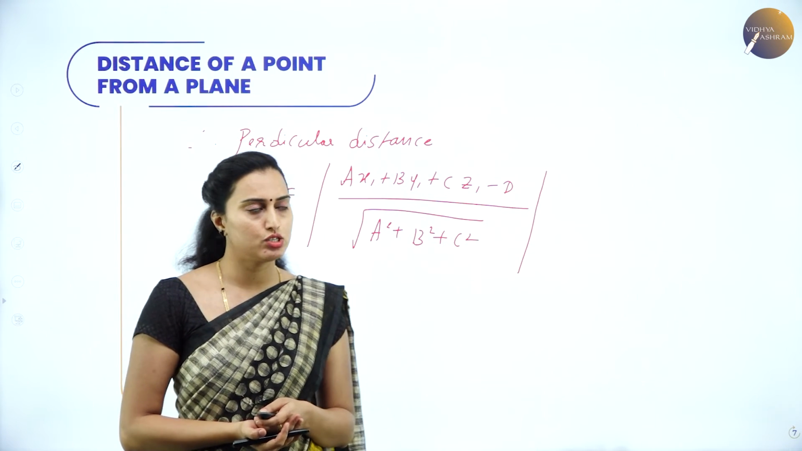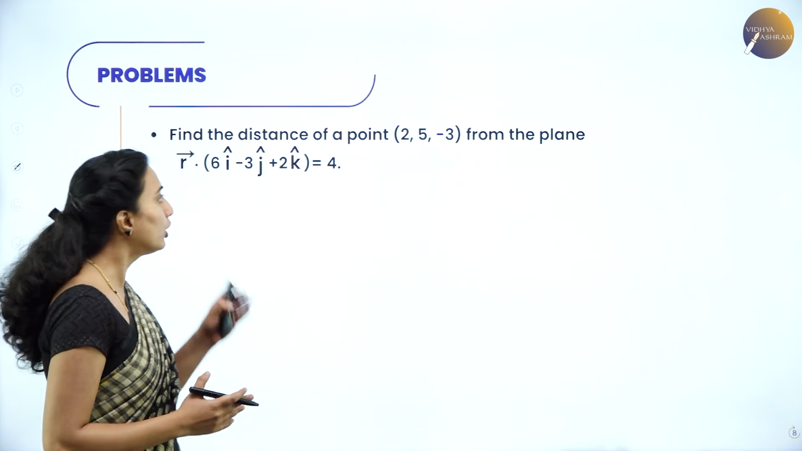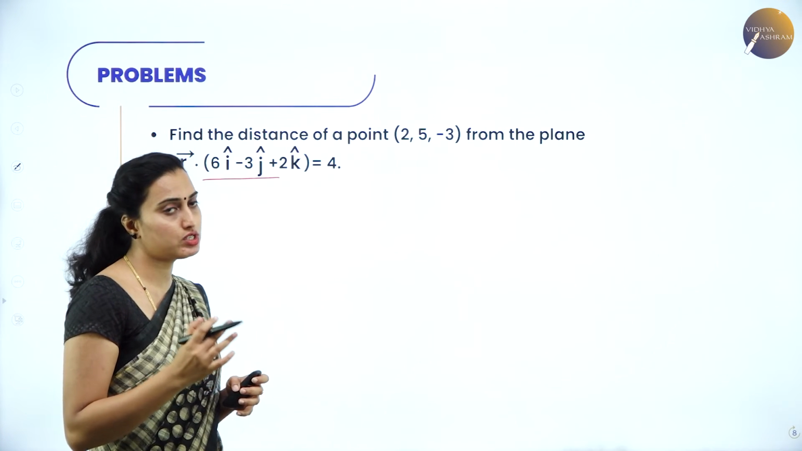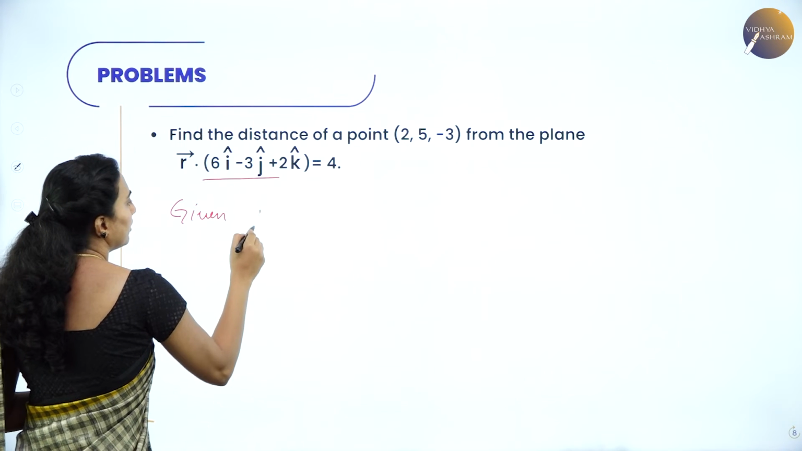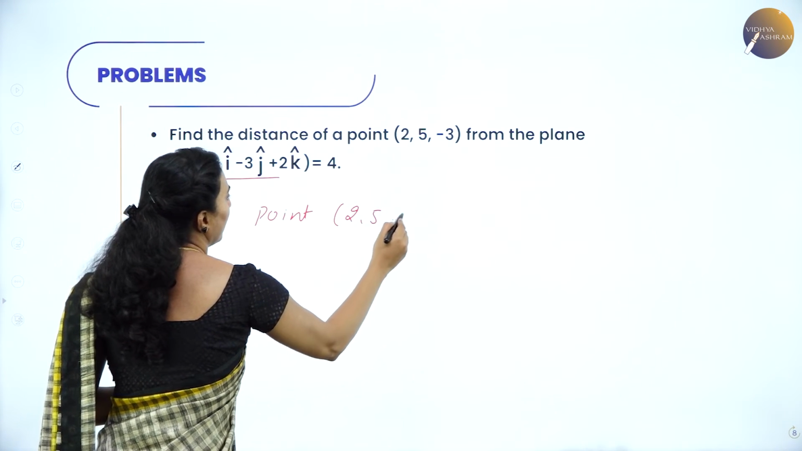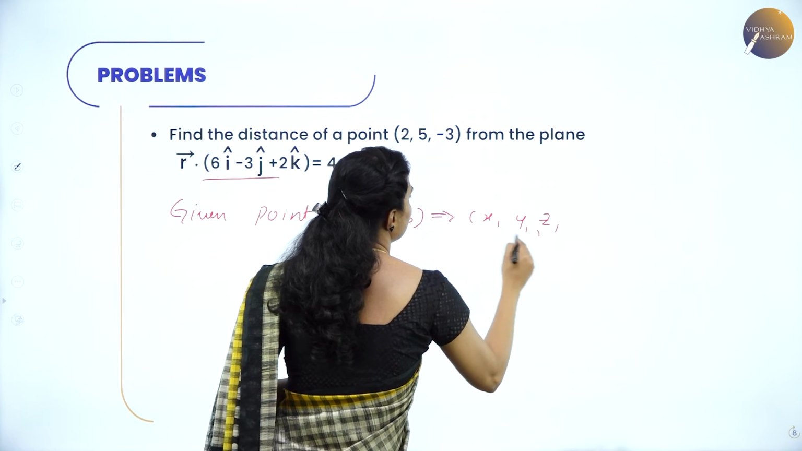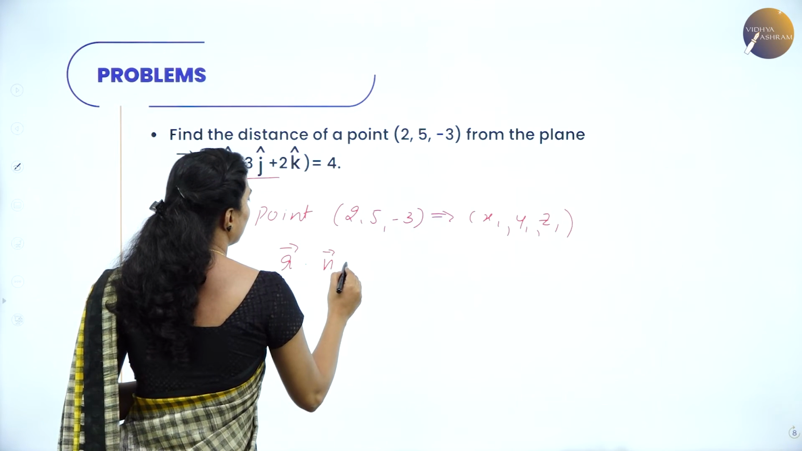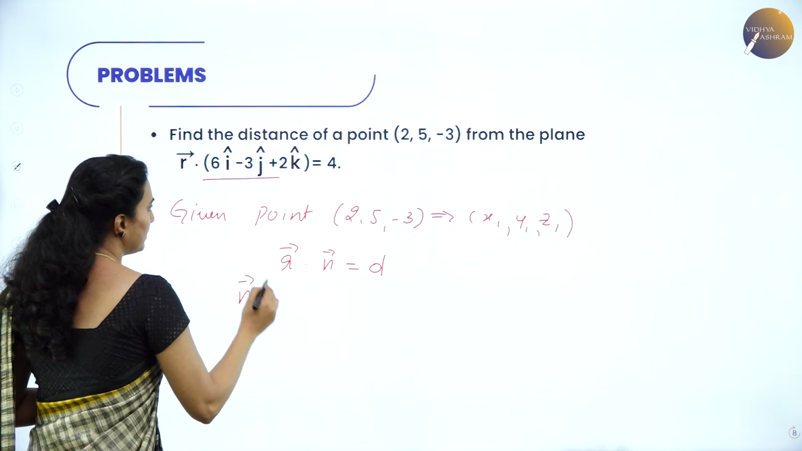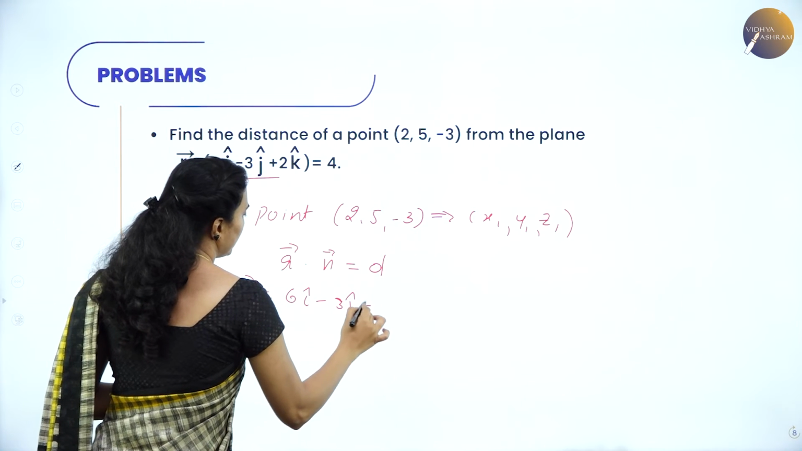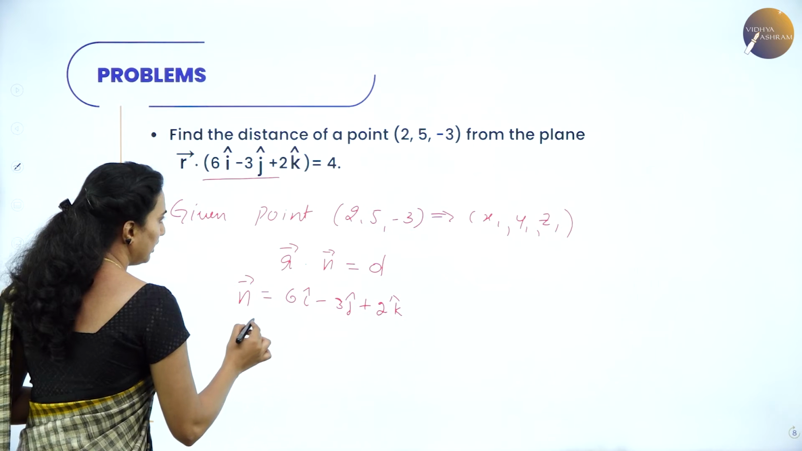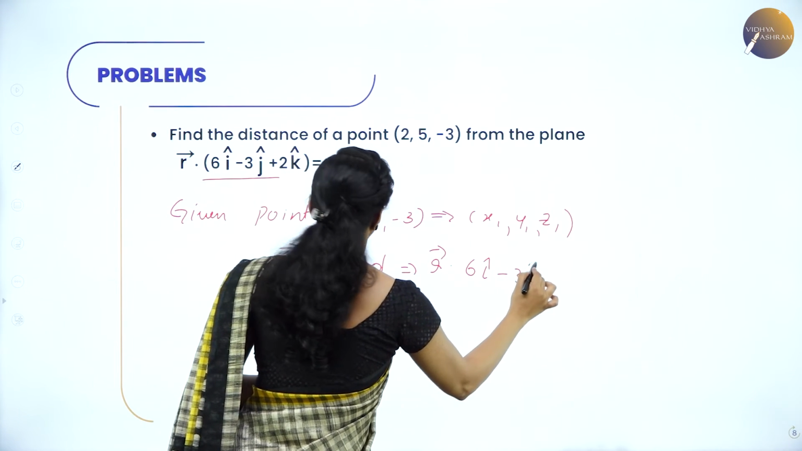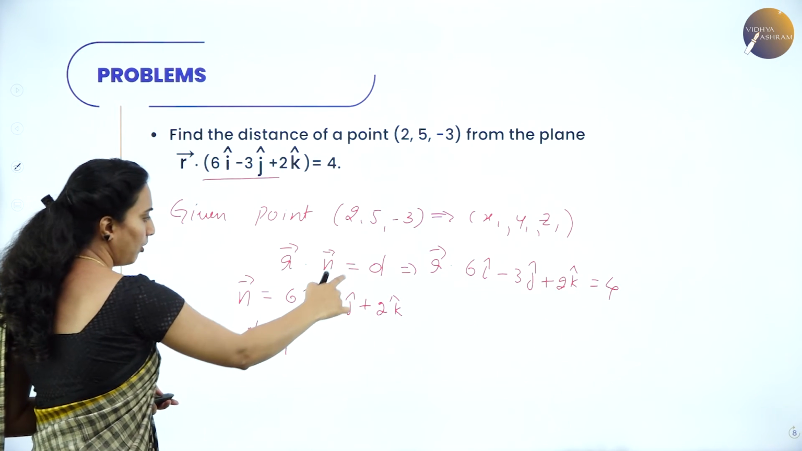Understood? Now, based on this, dear students, we will have a problem. Find the distance of the point 2, 5 and minus 3 from the plane r vector dot 6i minus 3j plus 2k equals 4. The given point is 2, 5 and minus 3, which is nothing but x1, y1 and z1. And they have given the plane as r vector dot n vector equals d. Therefore, n vector is 6i minus 3j plus 2k and d is equal to 4. If you want, you can compare here. So, r vector dot 6i minus 3j plus 2k equals 4, which is in this form.